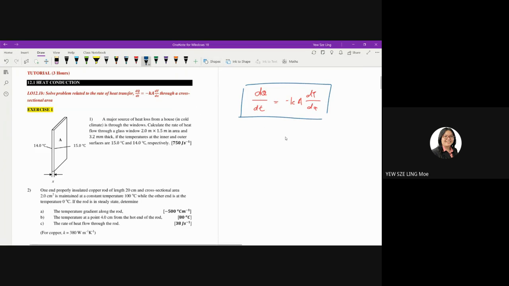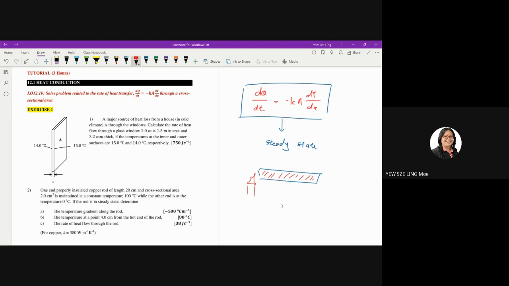Another thing that you have to know is what happens in a steady state. Initially, when you heat up something, the heat flow at the hot end and the cold end may not be the same. So this is a rod. When it just begins to heat up, the heat flow might not be constant or uniform. But at one point, the rate of heat transfer will be constant at every single point along this rod. At that moment, we call it steady state.